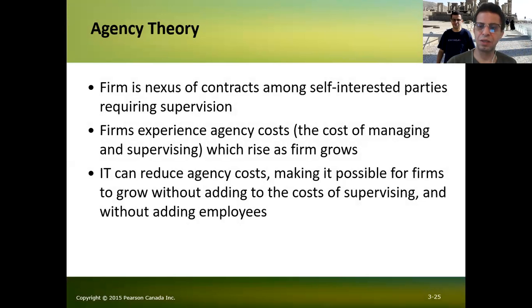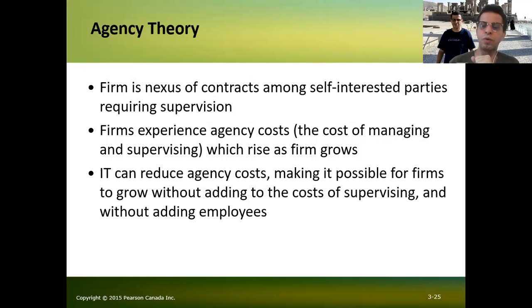There is what you call agency theory, which sees firms as a nexus of contracts among self-interested parties requiring supervision. Firms are made of more contracts with third parties, suppliers and customers, in order to have more supervision. Firms experience agency cost, the cost of managing and supervision, which rises as firms grow. So they outsource because they don't want an extra cost on managing. Let the third party do it, and we sign a contract with them.